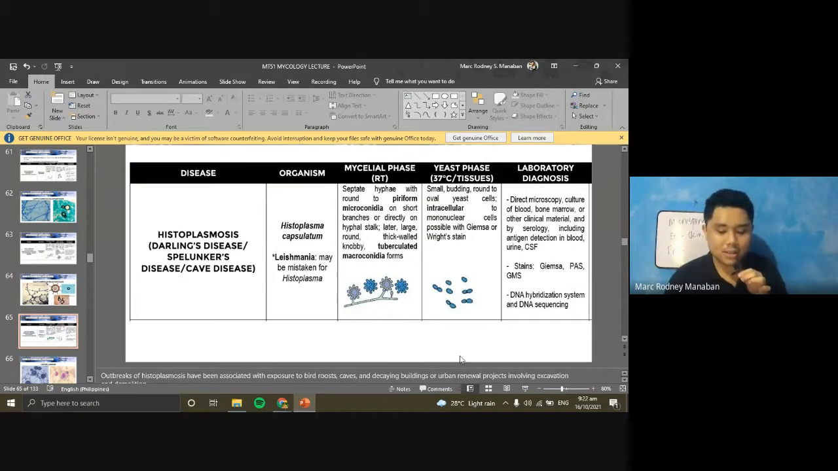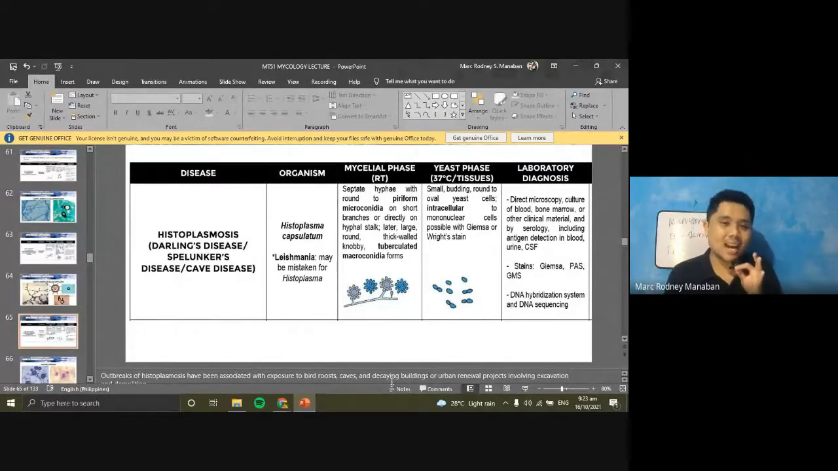And as you can see, it can be acquired from decaying buildings, from those who excavate or renovate. It's possible that there is Histoplasma capsulatum there in the mold phase. So those are the possible sources: caves, soil enriched with bat or bird droppings, and renovation projects in old buildings. And again, for systemic mycosis, whichever species, as we have mentioned, what we acquire is the mold phase, and inside the body, it becomes the yeast. So that's for histoplasmosis. Spelunker's disease, cave disease.